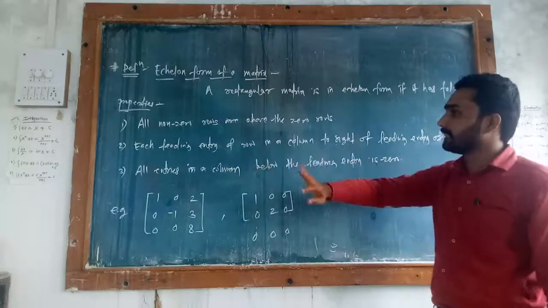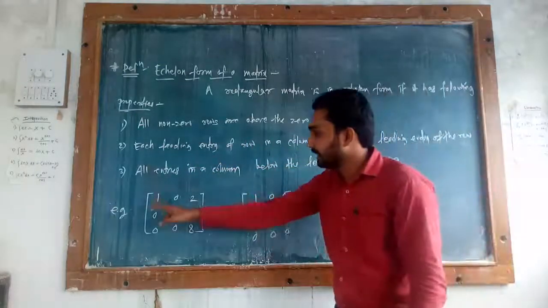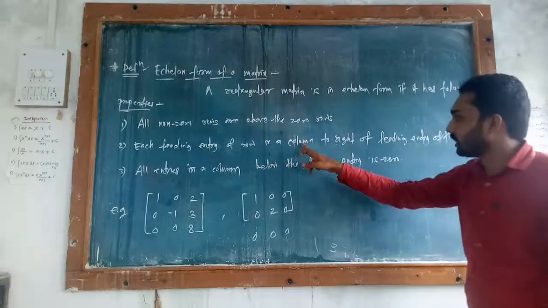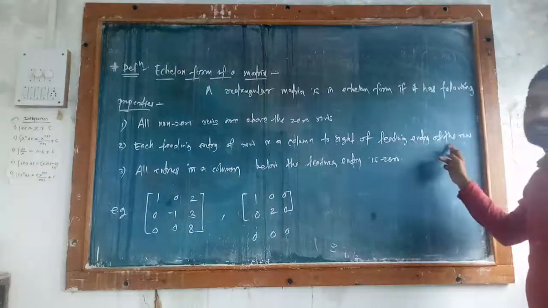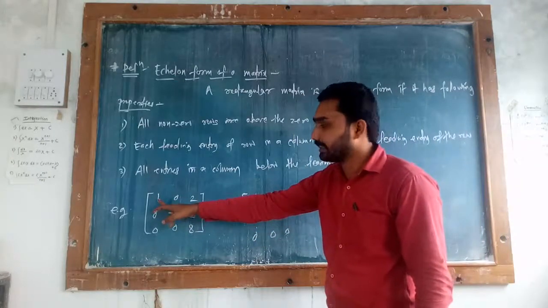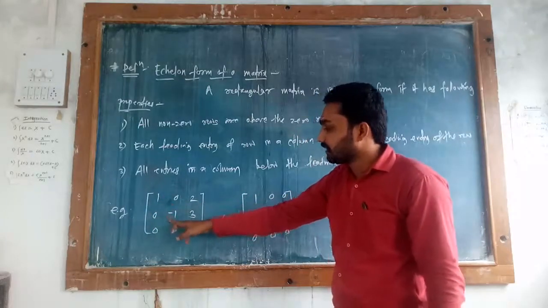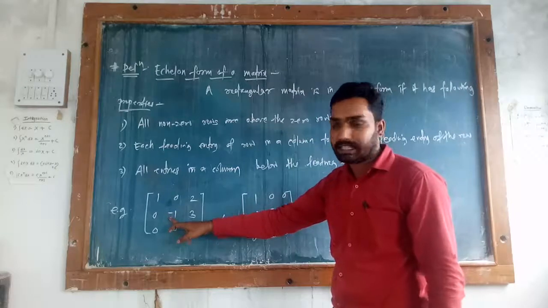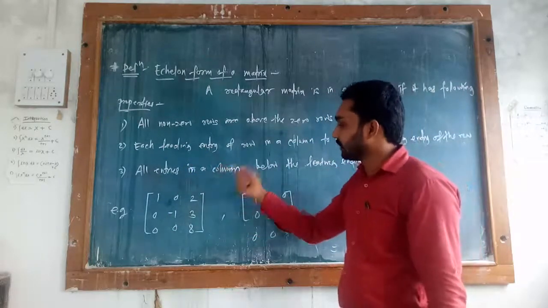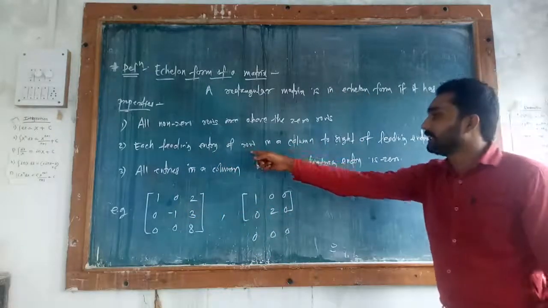Second property is each leading entry of a row. In your first row, the leading entry is 1. So each leading entry in a row is in a column to the right of the leading entry of the row above. In your first row the leading entry is 1, and it is in the first column. In the second row the leading entry is -1. Right. In the second row the leading entry is -1, which is to the right of the leading entry above, in the next column.